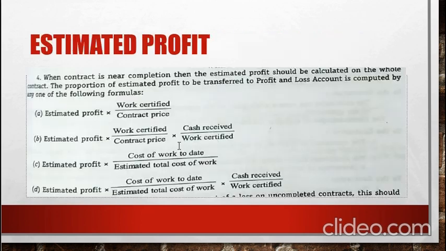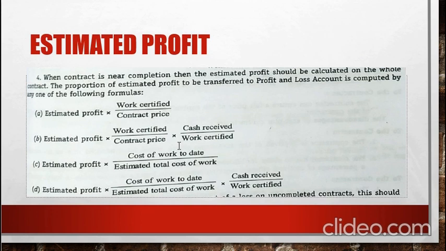So next is estimated profit. When the contract is near completion, the estimated profit should be calculated on the whole contract. The proportion of estimated profit to be transferred to profit and loss account is computed by any one of the following formulas. So when you have estimated profit in your problem, it can be calculated by using these formulas: A, estimated profit × work certified / contract price; B, estimated profit × work certified / contract price × cash received / work certified.